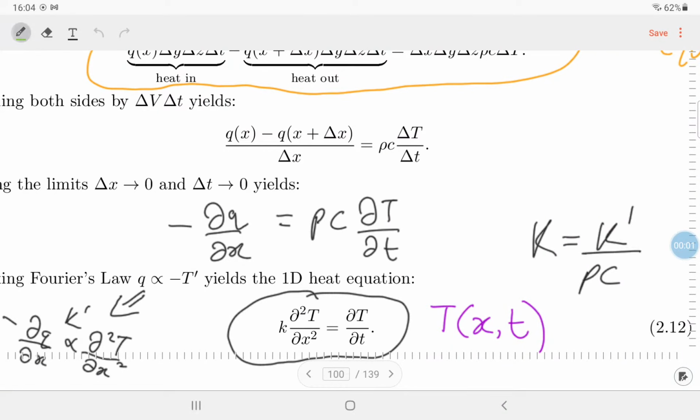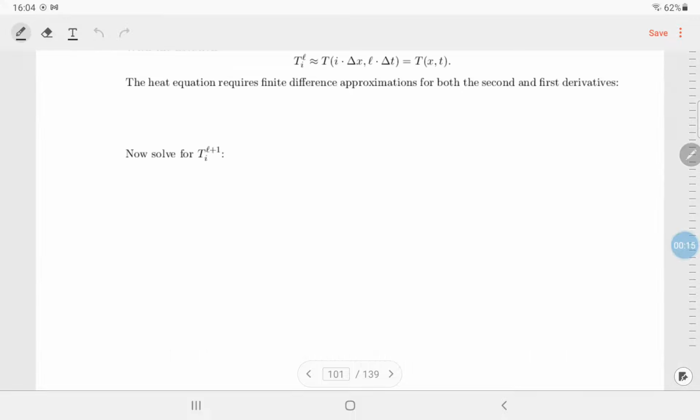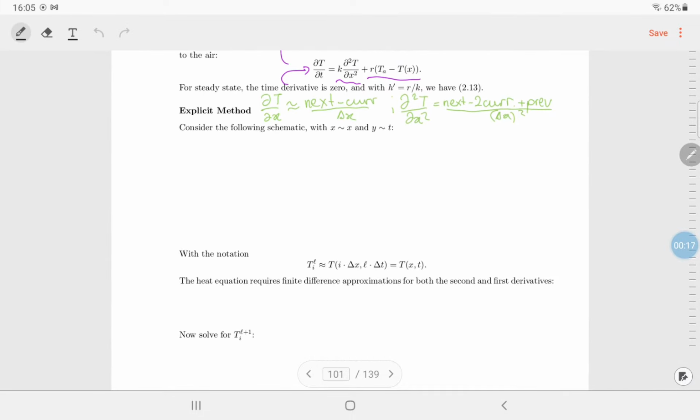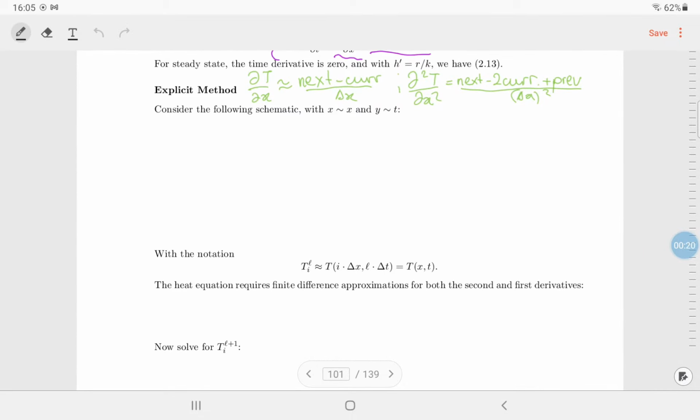In the last lecture, we derived this heat equation, which is the equation of the transient temperature of a rod connected on the left and the right to two heat sources. What we want to do is approximate that equation using the green formulas. Now we need the following schematic.